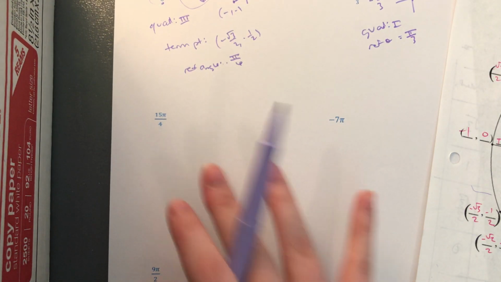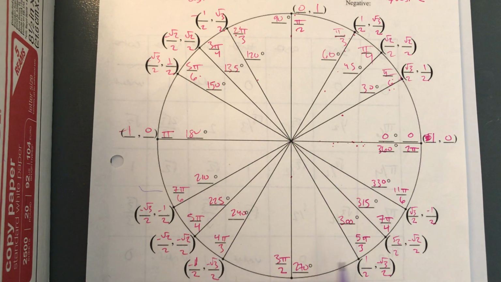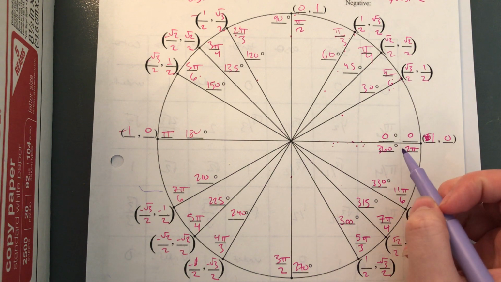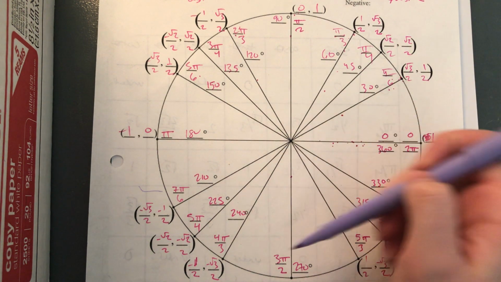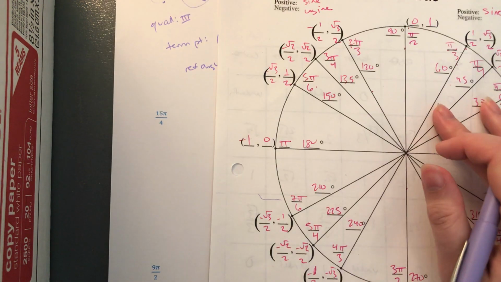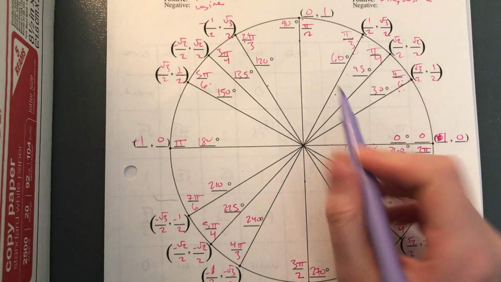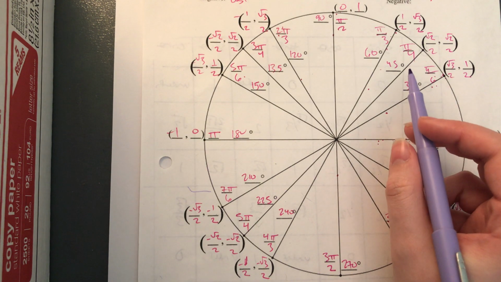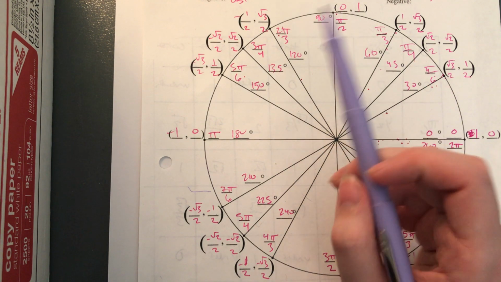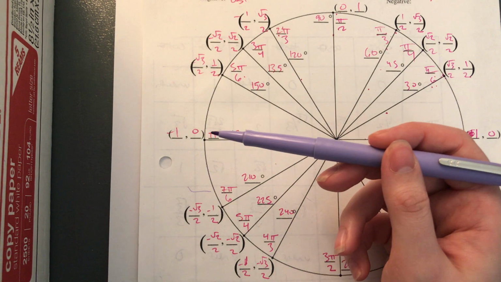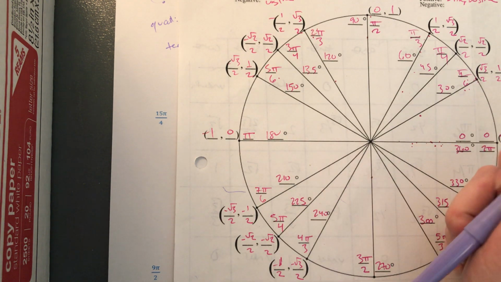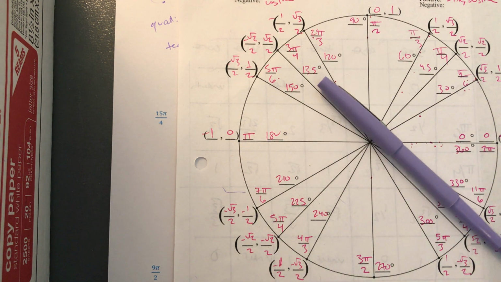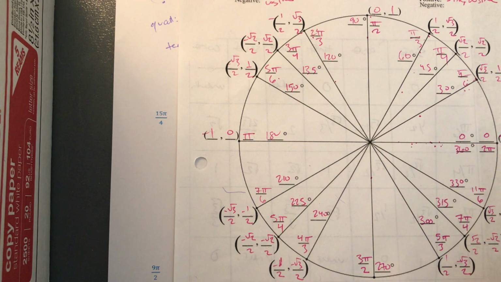15 pi over 4. So again, is there a 15 pi over 4 anywhere in here? No, the highest it goes is 7 and then 8. So once around is 8 pi over 4, so we need to find out where 15's at. So it's positive, so we start here and go all the way around to 8, okay? 9, 10, 11, 12, 13, 14, 15. So 15 pi over 4 would be the same thing as 7 pi over 4.